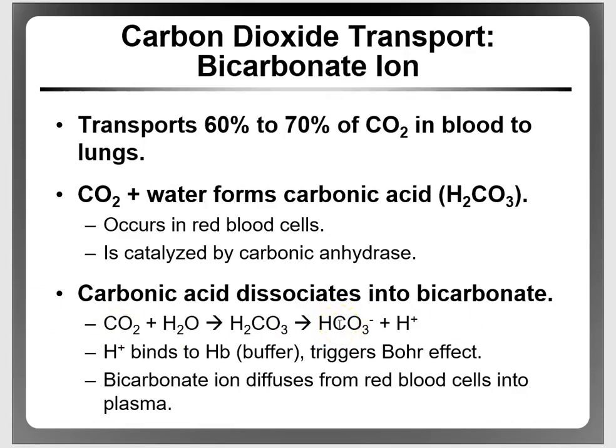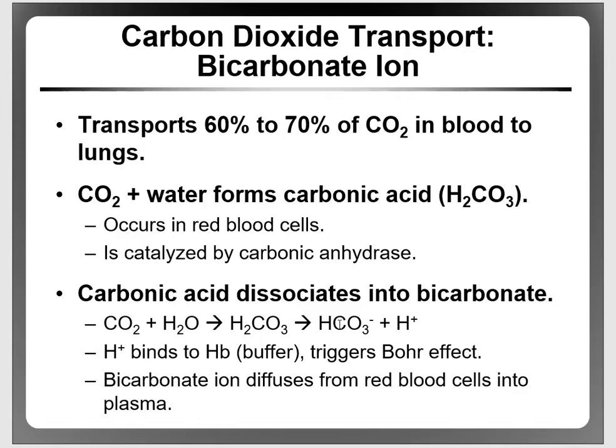Okay. Now that hydrogen ion is actually going to bind potentially to hemoglobin. And when it binds to hemoglobin, that will help trigger the Bohr effect, because basically that's triggering acidic conditions. And so that's that right shift of the oxygen hemoglobin dissociation curve.